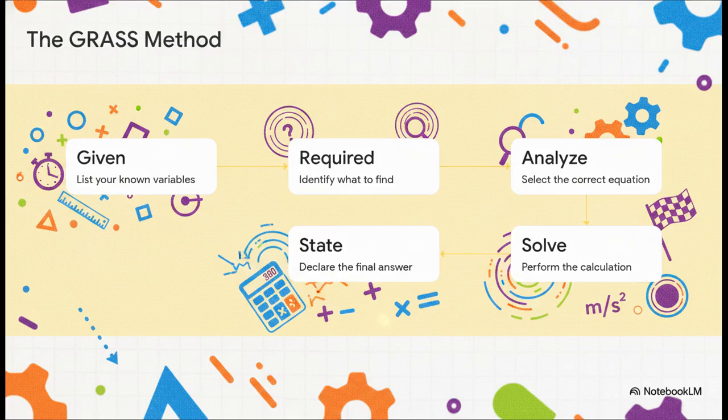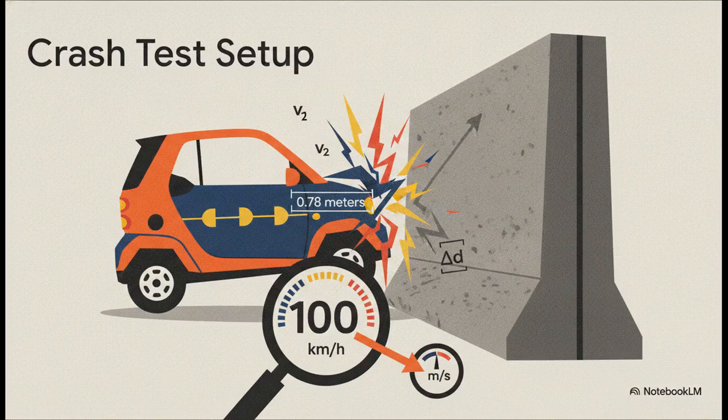Let's actually put this into practice right now. Picture this, a high-speed collision at an automobile safety lab. A smart car, initially traveling at 100 kilometers per hour, slams into a solid barrier, crumbling 0.78 meters before coming to a complete stop. By listing our givens, we can perfectly select which of the Big 5 will tell us the impact time, and really the horrific g-forces involved.